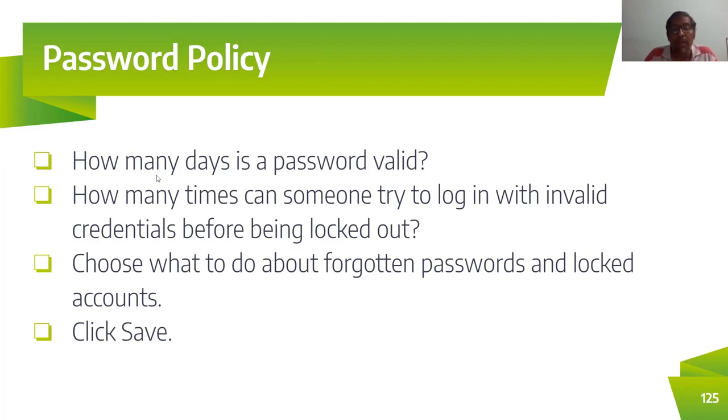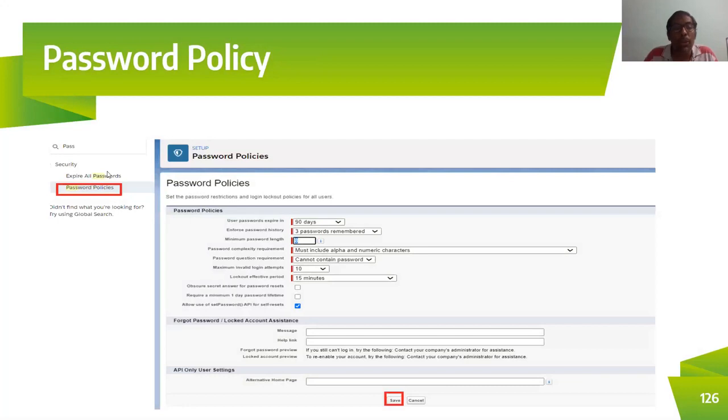Same way here, you can set up everything for the password. Choose what you want to do about forgotten passwords and locked accounts, and click save. So you're going to set up by entering all these details, and then finally click save. Go to the Quick Find box and enter password policies, so that your password policy page appears here. You enter all the details here, and finally save it.